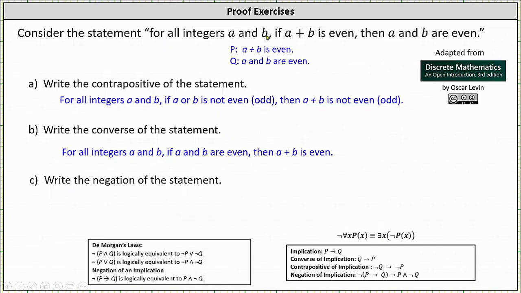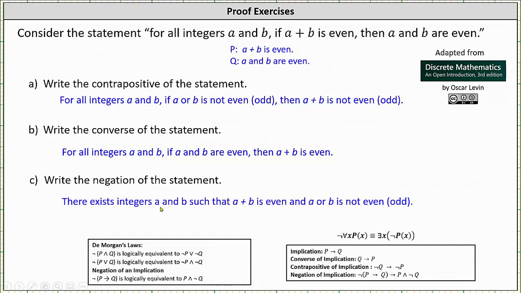In our case, when we negate the statement, for all integers a and b will change to there exist integers a and b, and then we have to negate the implication. The negation of if P then Q is logically equivalent to P and not Q. The negation of the statement is there exist integers a and b such that a plus b is even and a or b is not even. So again, the quantifier changed, and then we have P and the negation of Q.